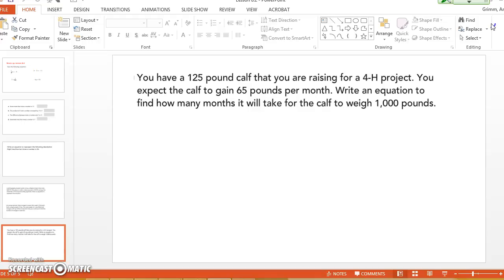Okay, so this says you have a 125 pound calf, which is not the muscle on your leg. That would be a baby cow. You are raising it for a 4-H project. You expect the calf to gain 65 pounds per month. Write an equation to find how many months it will take for the calf to weigh 1,000 pounds. What did I tell you to start with? Equal. What does it equal? What is the total you want the calf to weigh? 1,000 pounds. Good. Okay. So equals 1,000.